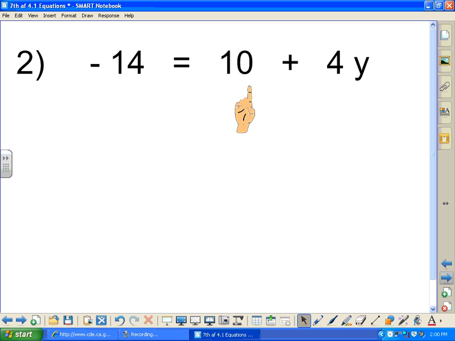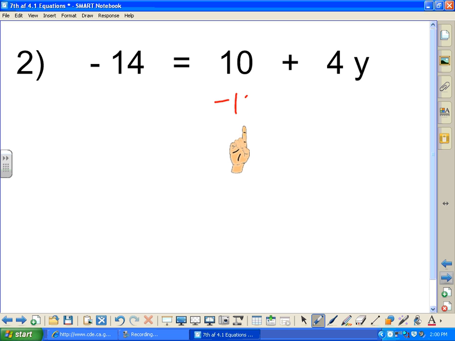But since we're working backwards, being that they gave us the answer, we need to take care of this 10 first. And what's the sign in front of this 10? It's a positive. We're assuming it's a positive because there's no indication of a negative sign here. So it's positive 10. How do I get rid of a positive 10? You think of the inverse operation. Positive means to add, so we're looking to subtract.